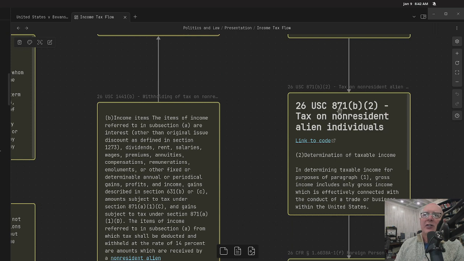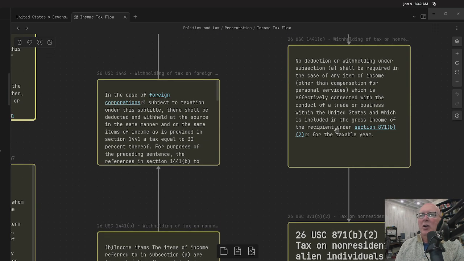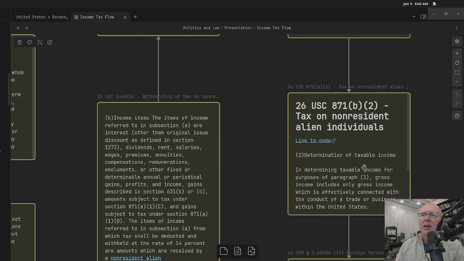So here is 871. They're talking right here, 871B. In determining taxable income for purposes of this paragraph, gross income includes only gross income which is effectively connected with the conduct of a trade or business within the United States, the District of Columbia. So as a non-resident alien, I am only obligated to pay taxes on money I make that comes from the District of Columbia or a federal organization, a federal enclave.